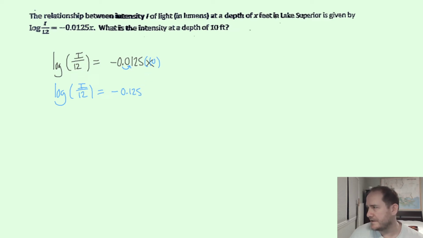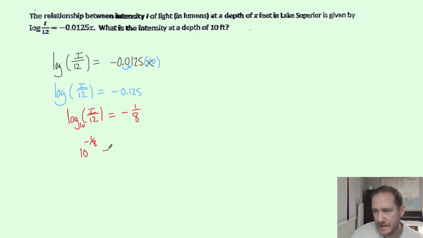I think I did this in class for one of the periods, but if you knew, 0.125 is exactly 1/8. So it might be in your best interest to just turn that decimal into the fraction, negative 1/8. Now that 10 right there, we're converting to exponential. So we end up with 10 to the negative 1/8, and it equals I over 12.